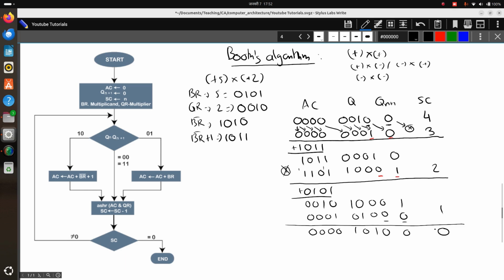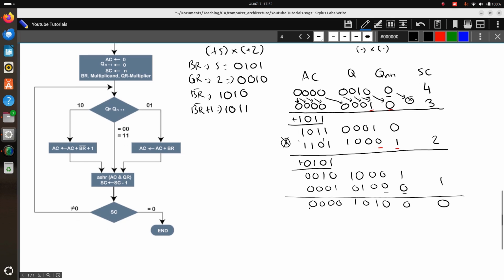Now the step counter is 0. Finally, once the step counter is 0, we come to the end of the process. Now our result is the combination of AC and Q here. So if I write the combination of AC and Q here, which is 0, 0, 0, 0, 1, 0, 1, 0, and if I convert this to decimal, I get a decimal equivalent of 10, which is a positive 10, and this is our result here. Plus 5 into plus 2 is equal to plus 10.